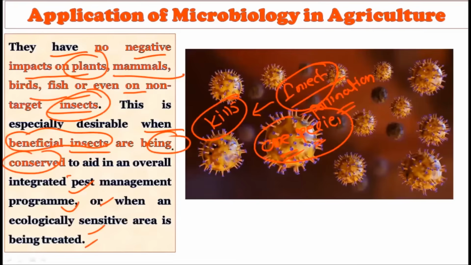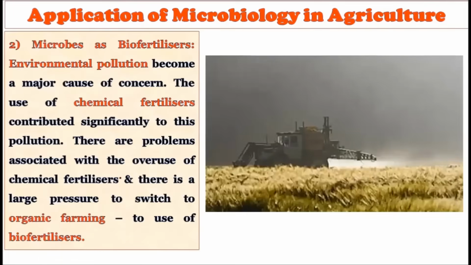So the insect specific baculovirus can be used to kill the insects which are not useful or not beneficial for the agricultural field. Okay. So till now we have seen microbes as a biocontrol agent in the agriculture.